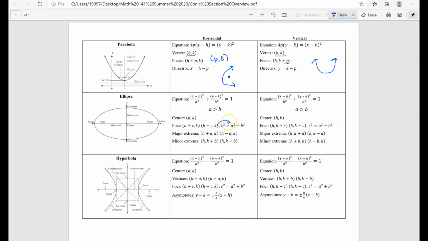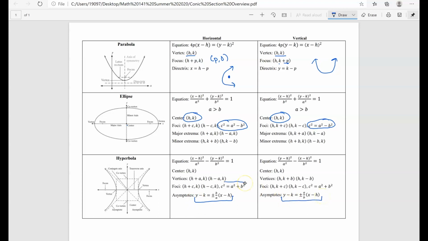Same thing with this guy. Everything has been the same, even including the equations for the focus. It's just that when we're finding the center, foci, the major axis and whatnot, we're just adding it to the center, which is h, k. Same thing with a hyperbola. The only thing that might be a little different is the equations of the asymptotes. So that's a little bit different too.